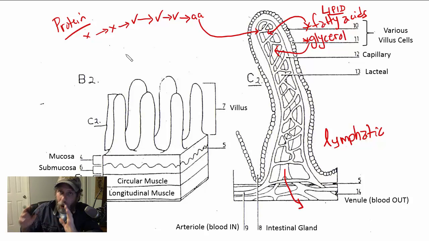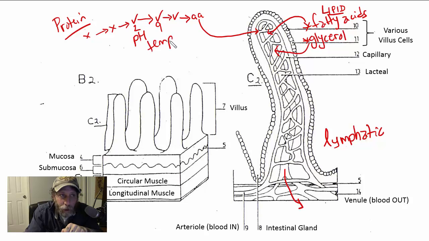So see how long that process is? And imagine along the way needing the correct pH of 2 in the stomach and 9 in the small intestine and all that, and the correct temperature, or else denaturation occurs. So, imagine having to know the entire protein pathway and the lipid pathway and the carbohydrate pathway, and that's what you will have to know.